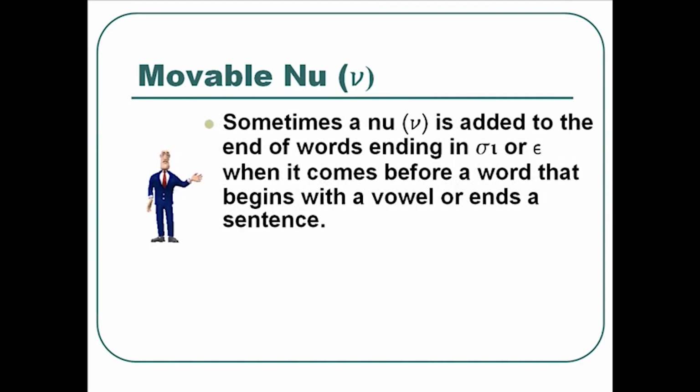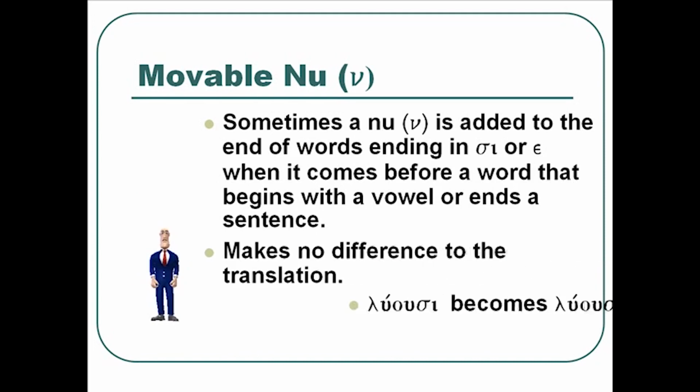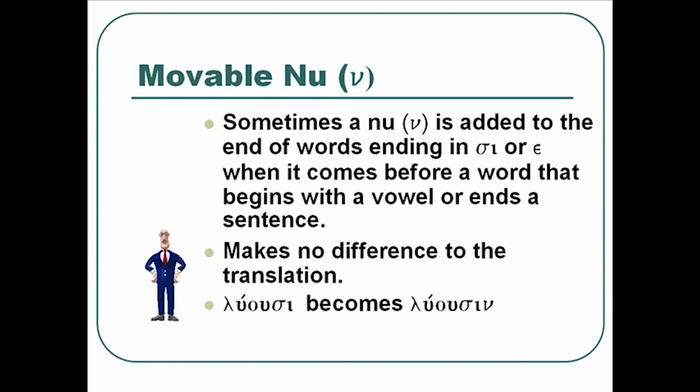The movable nu is added sometimes at the end of a word that ends in a sigma iota or an epsilon, especially when that sigma iota or epsilon is followed by a word that begins with a vowel or the word itself ends a sentence. The movable nu makes no difference in translation, but you should be aware of why it appears and why it disappears. And so keep your eye on this nu that appears and disappears when the third person plural pronominal suffix is added. Luusi becomes luusin.